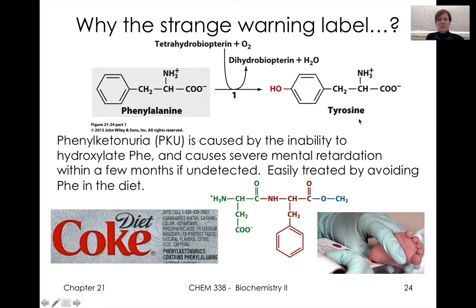So again, phenylalanine is an important precursor for the synthesis of tyrosine, but people with phenylketonuria have no ability to metabolize phenylalanine because they cannot undergo this hydroxylation chemistry. So this can cause severe mental retardation within a few months if undetected, easily treated by avoiding phenylalanine in the diet. Now we say easily treated, but avoiding phenylalanine in the diet is not necessarily that easy. So we'll spend a good bit of time talking about these two medical case studies as a way to think about metabolism of amino acids. That's probably what we'll get through for this second lecture on protein metabolism.